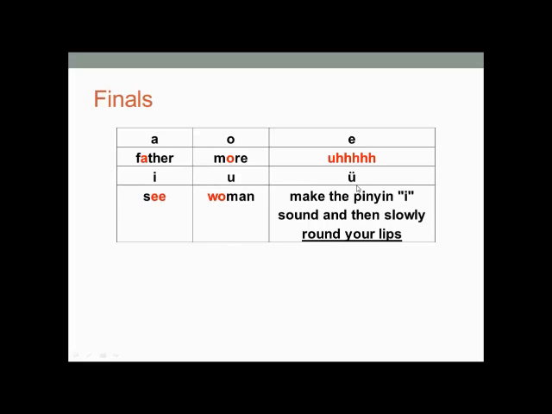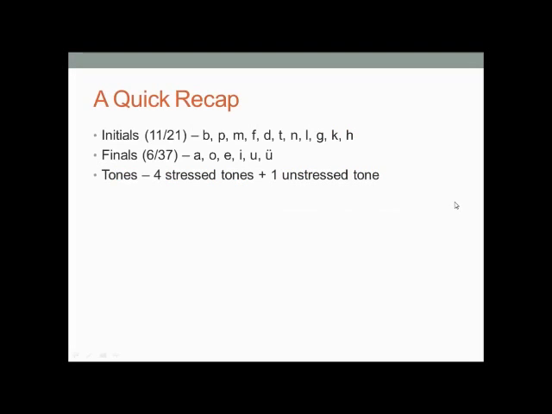This one is a bit of a challenge because you don't really have this alphabet in English. The trick is you say yi first, and then you slowly round your lips while you're saying yi. So try it. Say yi first and then slowly round your lips. Right, so we have learned 6 Chinese phonetic finals. A, O, E, I, U, U. Very good. That's all we have to learn today, and let's have a quick recap first.